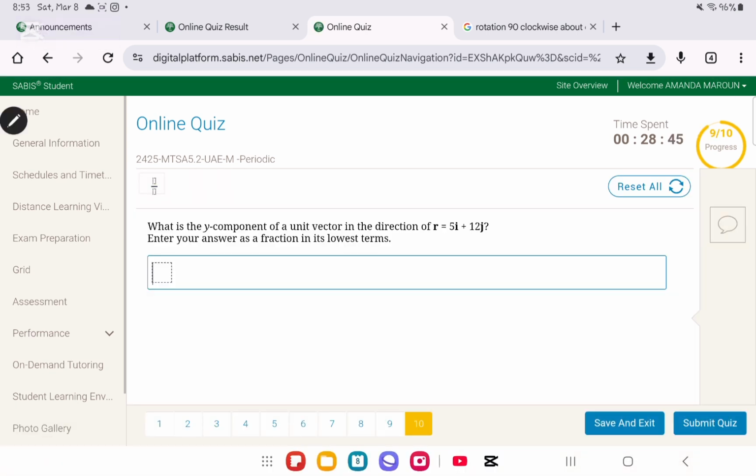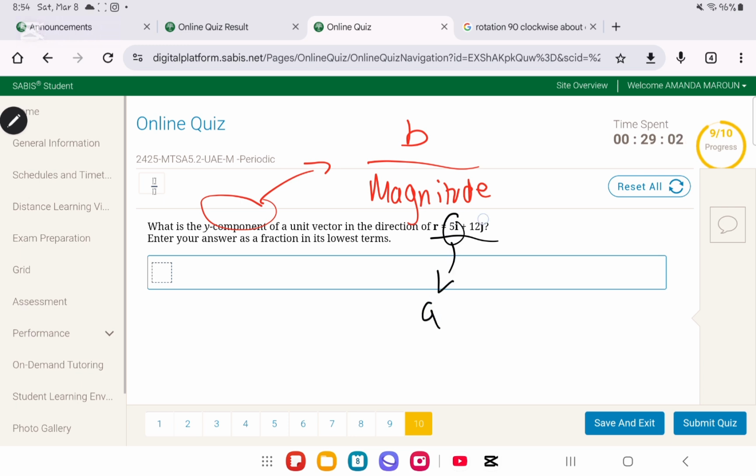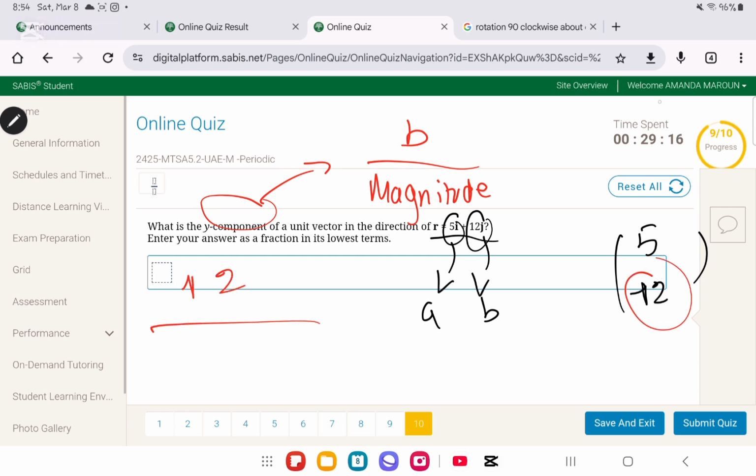What is the y component? Remember, I told you when they ask for the y component, or for b, what you're going to do is take b and put it over the magnitude. Now here they give us r is equal to 5i plus 12j. Remember, i is a and j is b. So if you want to put it in the form of a vector, it would be (5, 12), very simply. So they need the y component, so it's going to be b, which is 12, over the magnitude. Let us find the magnitude. It's going to be radical 5 squared plus 12 squared, which is going to give us 13. So the answer is 12 over 13.